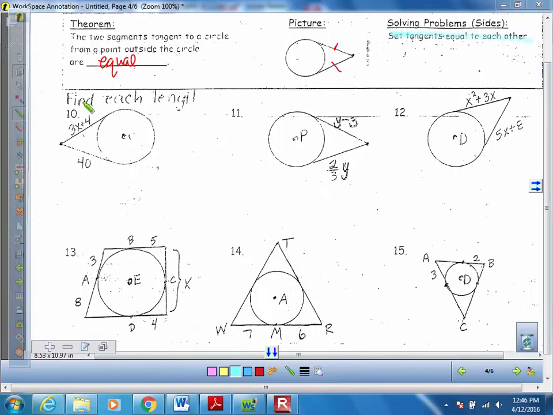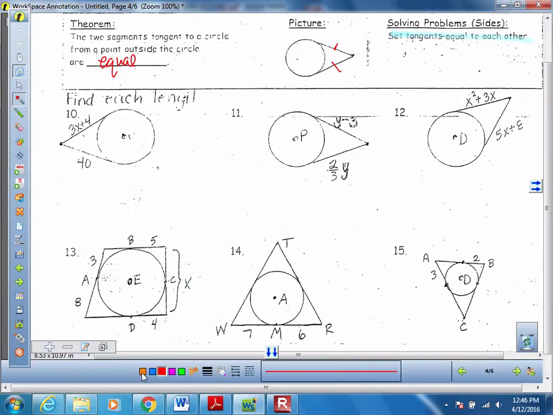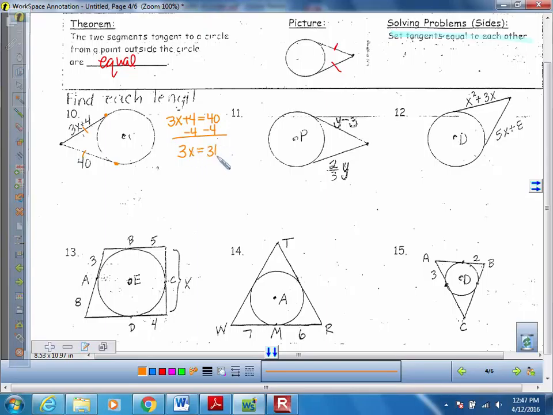So let's look at number 10. In number 10, I see that this touches the circle once, which means they're both tangent. So this should be equal to this. So we're going to set 3x plus 4 equal to 40. Then from there, all we're doing is solving for x. So we subtract 4 from both sides, and that gives us 3x equals 36. Then we divide by 3 to get x alone, and x would equal 12.